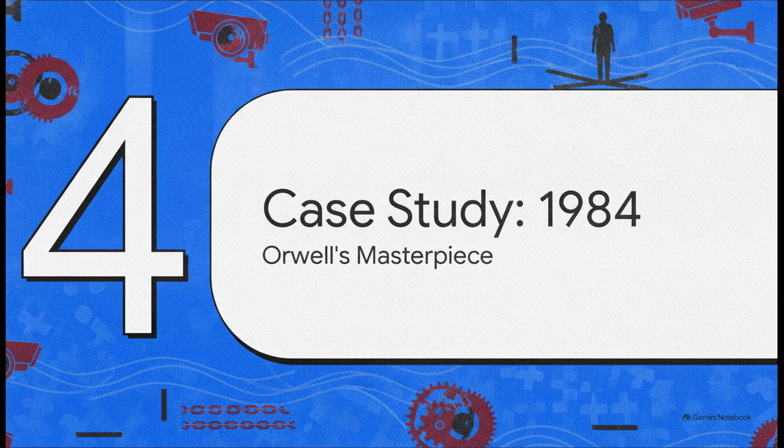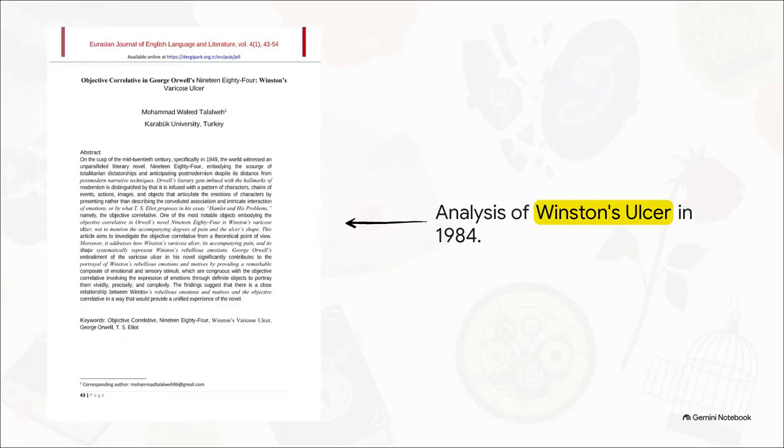Let's jump into section 4, case study, 1984. We're going to see how an author brilliantly sustains this concept over the course of an entire novel. We are, of course, looking at George Orwell's 1984. Specifically, we're diving into some fantastic scholarship that details how Orwell used a seemingly trivial, kind of gross, physical ailment to map a character's deep internal psychological rebellion against a totalitarian state.